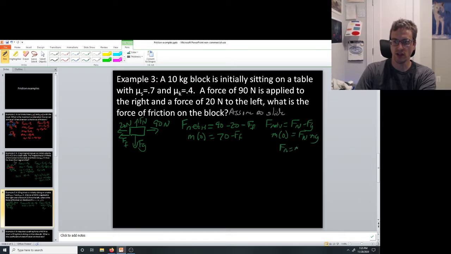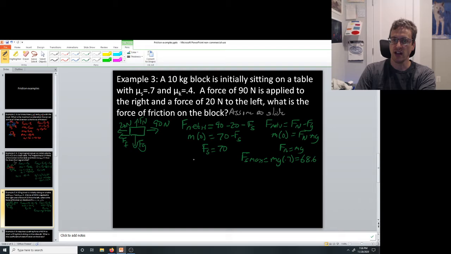Normal force equals mg. Here the force of friction, I really should have put this as static friction, right? We're assuming no slides. This is static friction. So in this case, the force of static friction is equal to 70. This is the static friction needed to prevent it from sliding. Well, what about this? What's the maximum force of static friction? It's normal force, mg times 0.7. You do that out at 68.6.